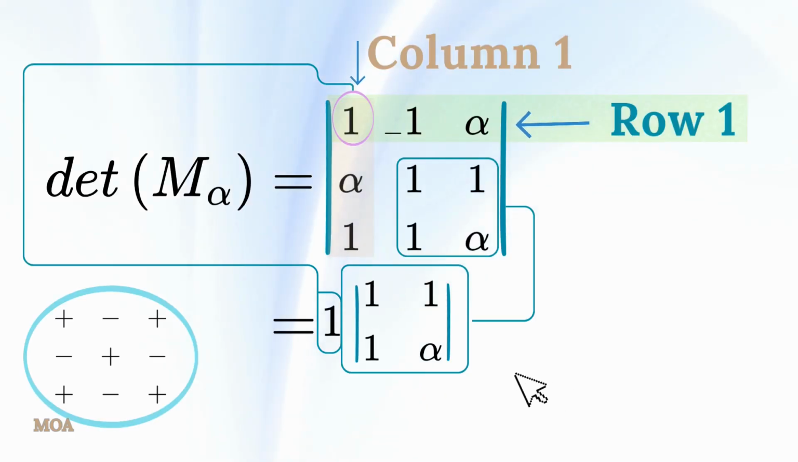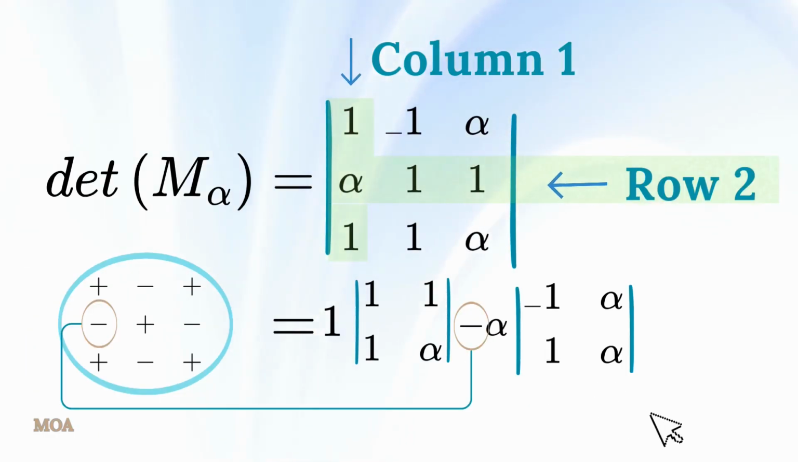This method consists of turning the determinant of the matrix M sub alpha into a series of second-order determinants. For this reason, we expand along the first column. First, take the element in the first row, first column, which is 1, and multiply it by the second-order determinant, 1, 1, 1, alpha. Then, move to the second row, first column. Take alpha, then times -1, times the second-order determinant, -1, alpha, 1, alpha.